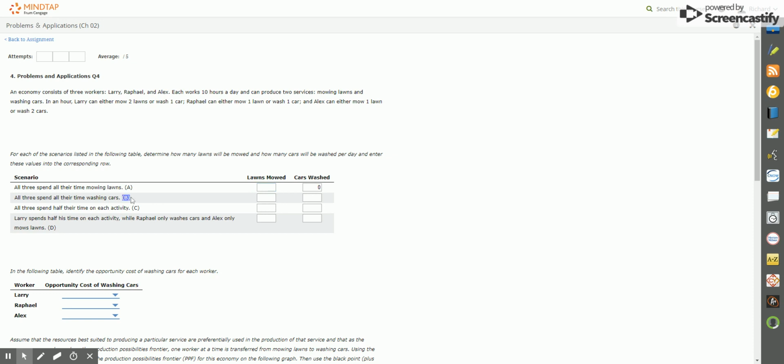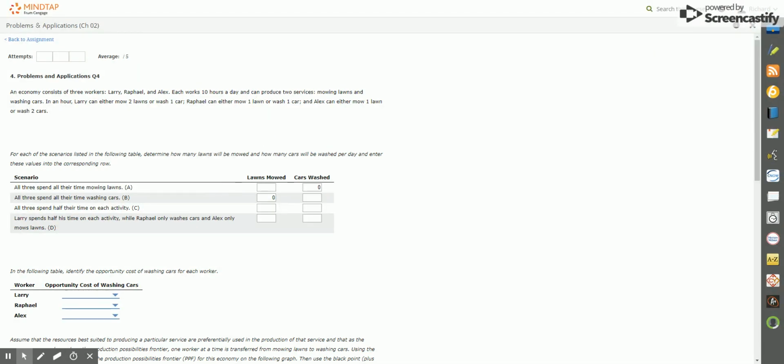Then I need to find point B, which is all three spend all their time washing cars. So similarly, I know here that lawns mowed should be 0. And to find out how many cars they wash, I do the same process, except now I'm looking at Larry in an hour can wash one car, and so on. And I add it up for all three of the workers.